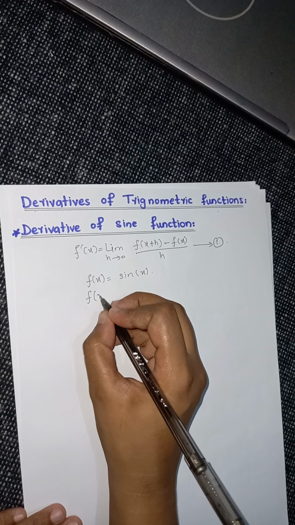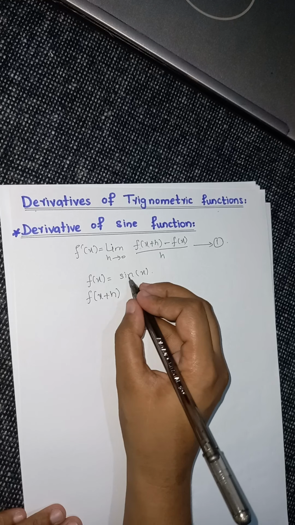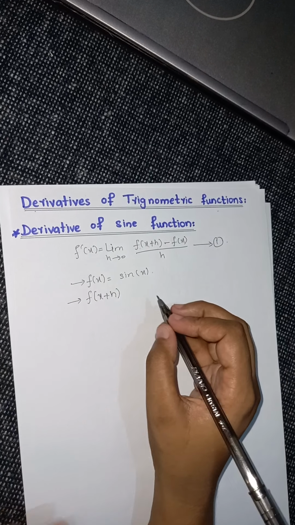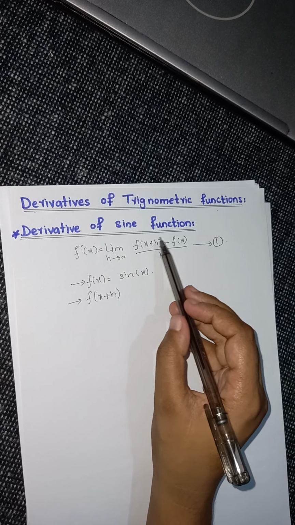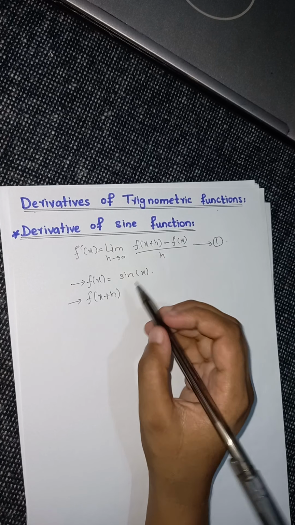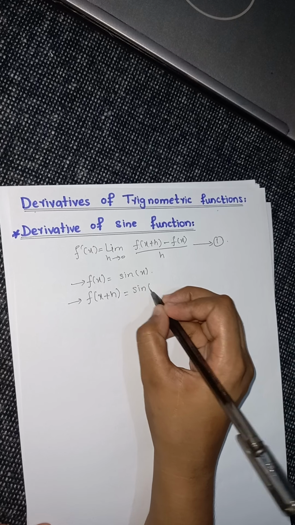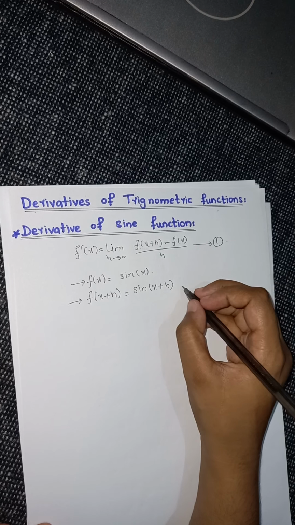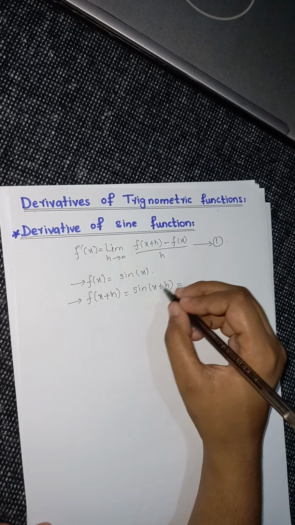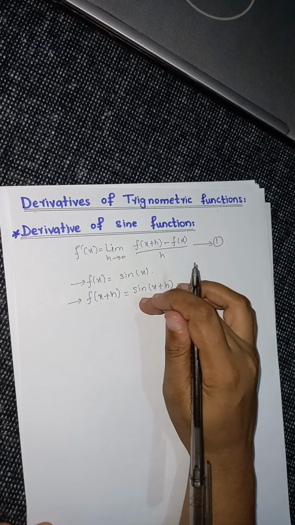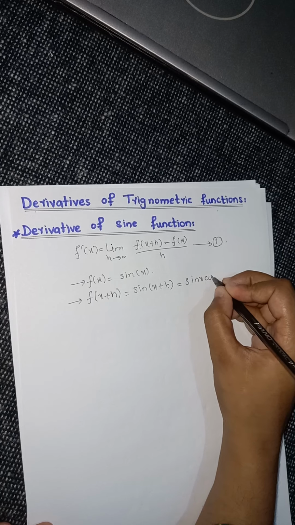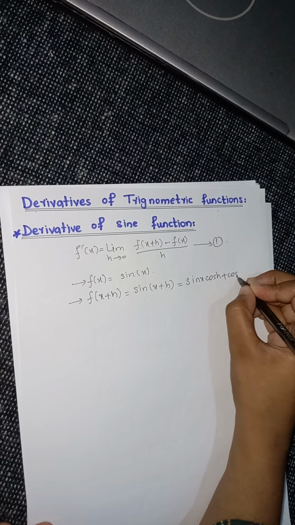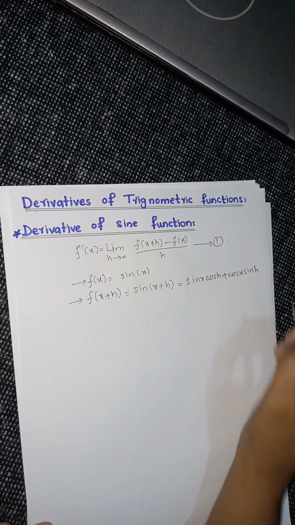Now if I try to find f(x+h) from here, this is our function and we are trying to find this value, because when we apply the definition we get all these values. So we will get sin(x+h). Now if we apply the formula of sin(x+h), meaning sin(a+b), then we get sin x cos h + cos x sin h.